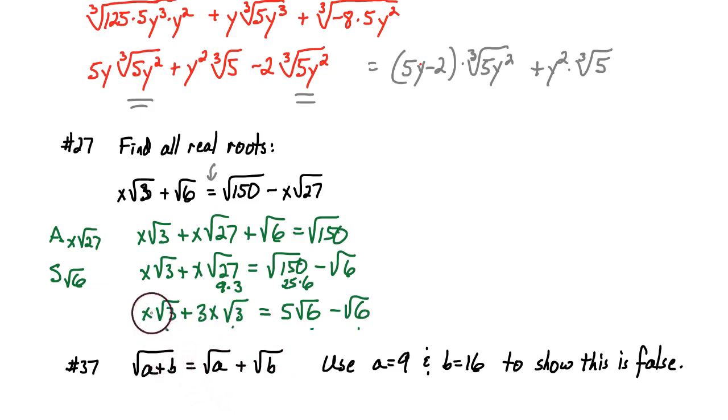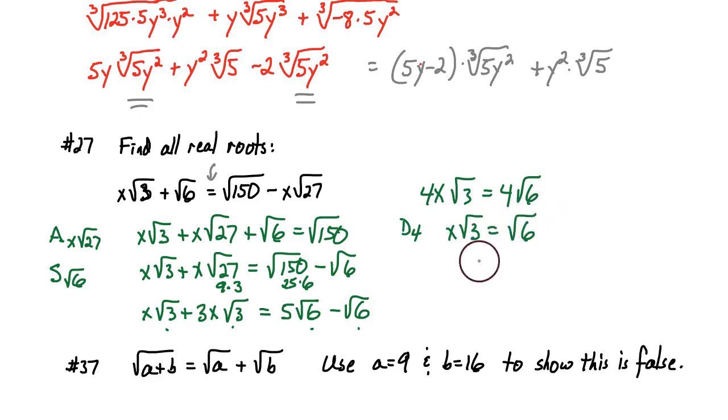So next up, x plus 3x makes 4x times the square root of 3. On the right side, 5 square root of 6 minus 1 square root of 6 makes 4 square root of 6. We're trying to get the letter x alone. Let's start dividing away these numbers that are by it. First, divide by 4 on both sides. We get x square root of 3 equals the square root of 6.